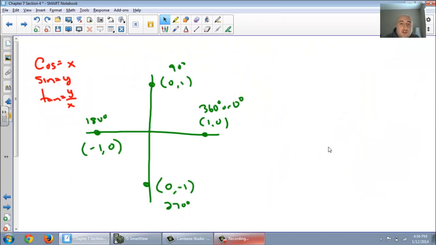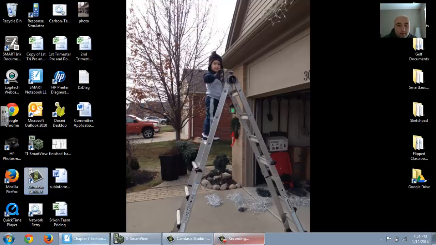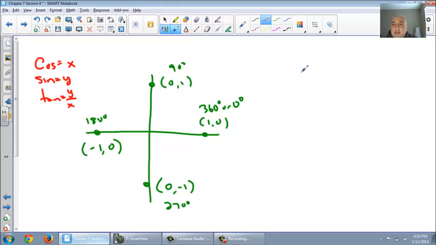This is a chart that you should have memorized or written down. All right, so let's find the sine of 90. Here's 90. The ordered pair is 0, 1. Sine is y value. What's my y value? 1. Done. These are easy.